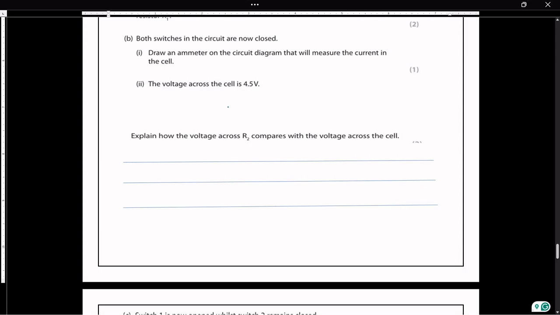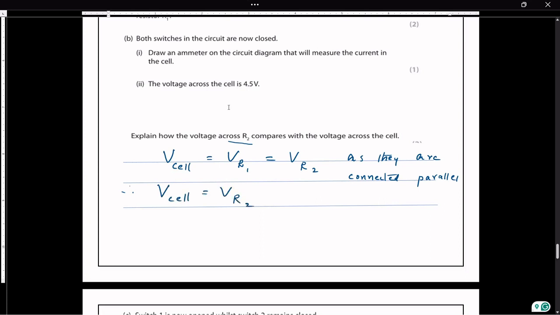How the voltage across R2. So we know that voltage of the cell is equal to voltage of resistor R1, which is equal to voltage of resistor R2, as they are connected in parallel. Now we have to compare R2 with the cell. Therefore, voltage of the cell must be equal to the voltage of R2. They are equal.